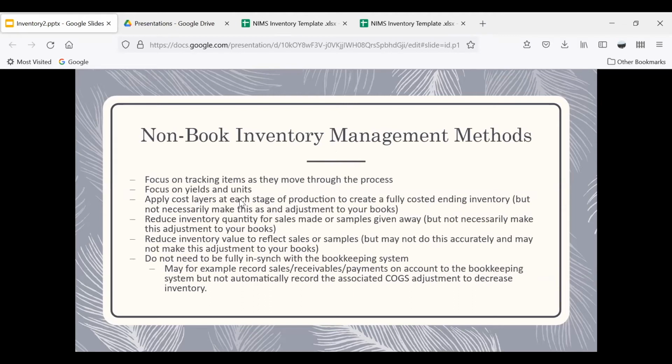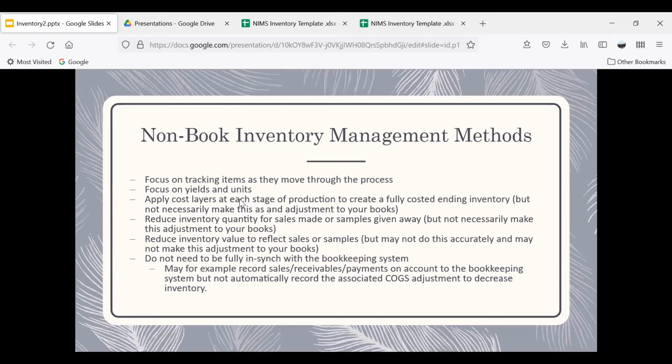The programs you would adopt, these are the things that Olivia and Miriam went through in detail last week. These are systems that are going to focus on tracking the items as they move through the process, which is so important, right? They're going to focus on the yields and the units, which is information you need. They may be applying the cost layers as you go, but that's where it gets more difficult, right? And that's where you start to question, is this integrating with my accounting system or not? That's the big decision there, right?